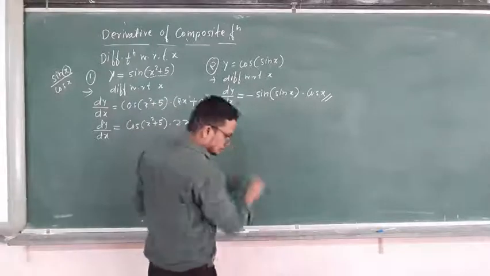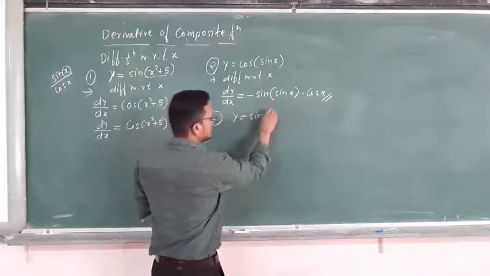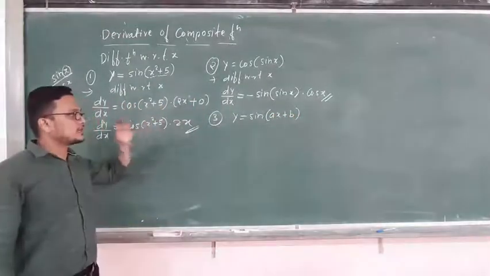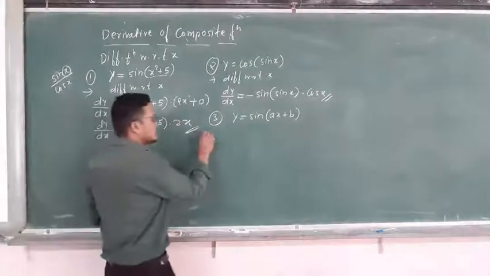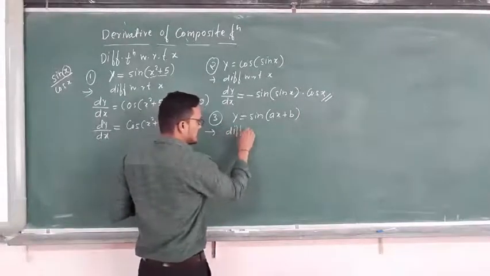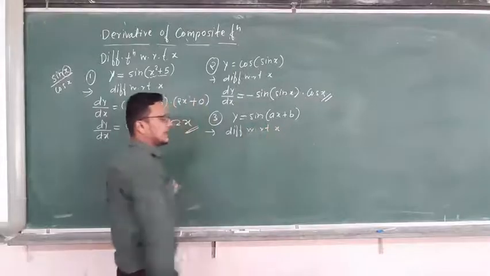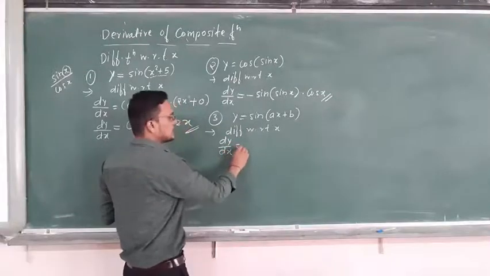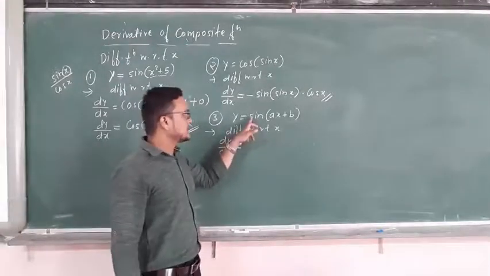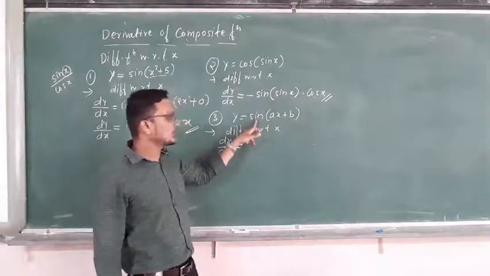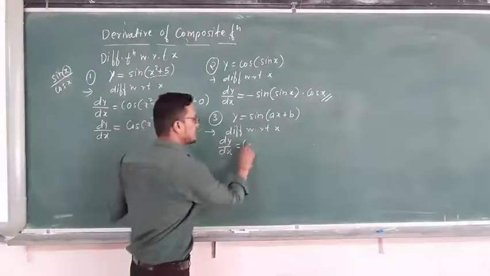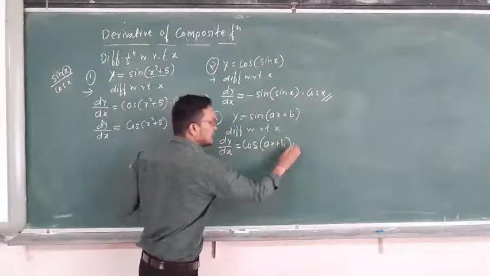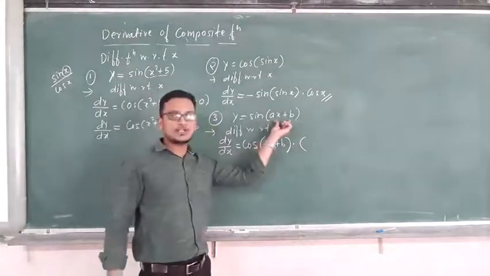Third question: y is equal to sine of ax plus b. Again, differentiate with respect to x. Now the derivative of y is dy by dx, which is equal to, now this is sine of ax plus b. First we have to take the derivative of sine. The derivative of sine x is cos x, but x here is ax plus b, into now the derivative of the second function.